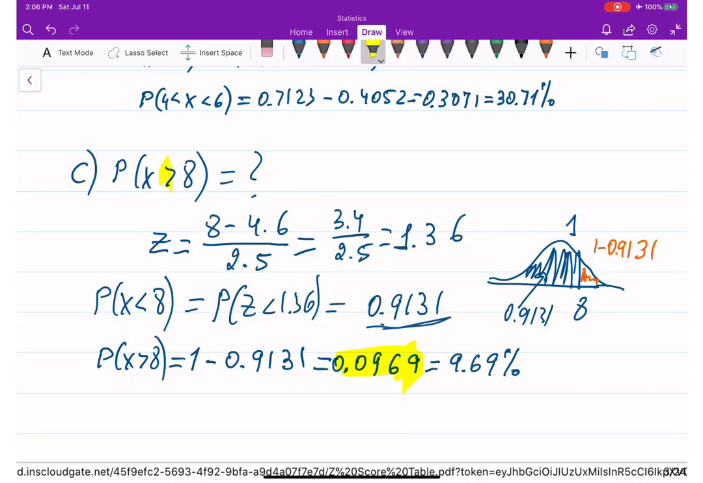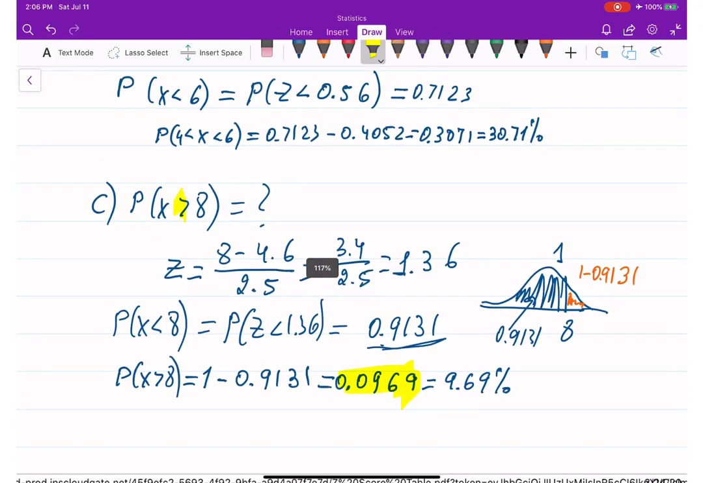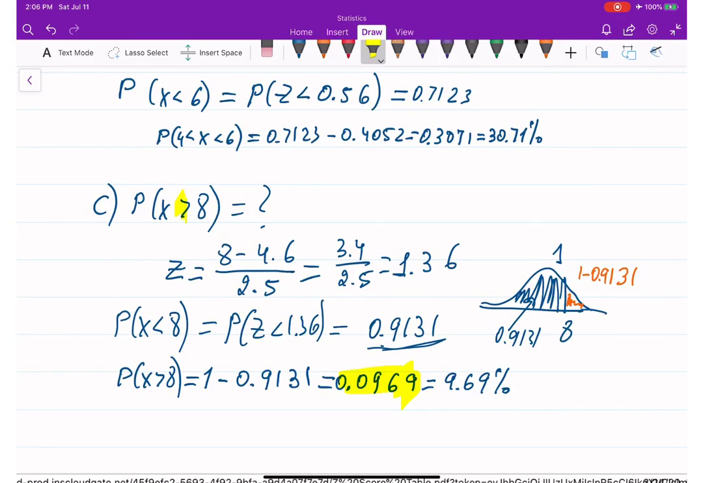And I will see you in the video where I will record finding the x value from the z-score table. Now, here is a question. What's the meaning of this? Why do we need all this to know? What's the problem for this one?